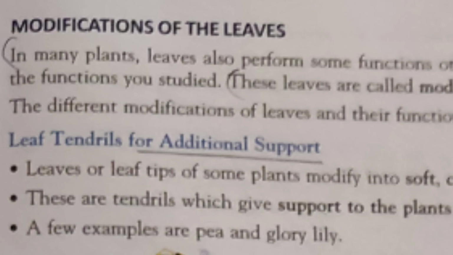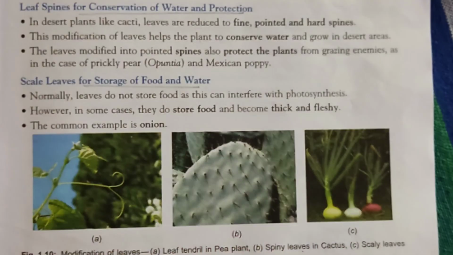Leaves or leaf tips of some plants modify into soft coiled or wire-like structures. These are tendrils, which give support to the plants with weak stems. A few examples are pea and glory lily. Number 2 is the leaf spines for conservation of water and protection.